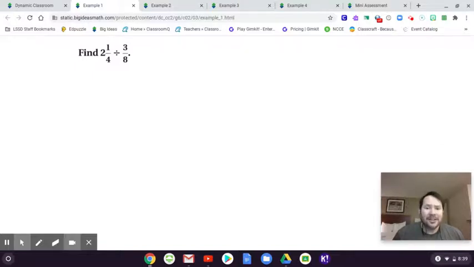Well, ahoy there, mateys. We're going to go through some examples of dividing mixed numbers, which are mixed fractions. So here's our first example. We have 2 and 1/4 divided by 3/8.